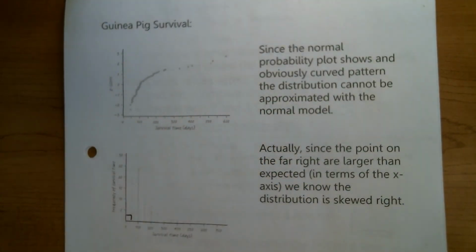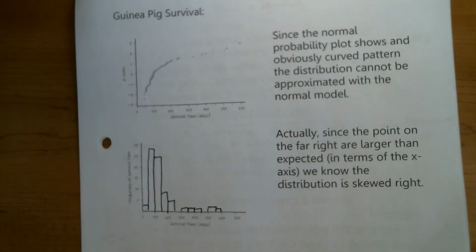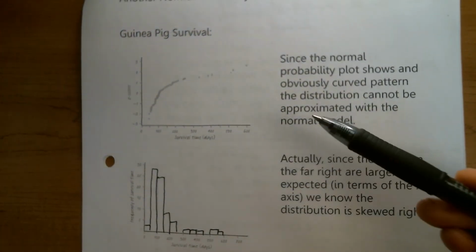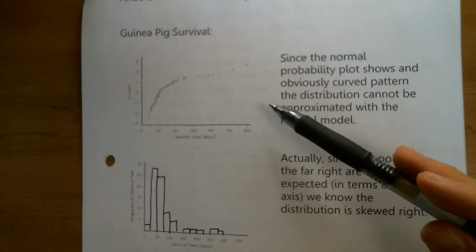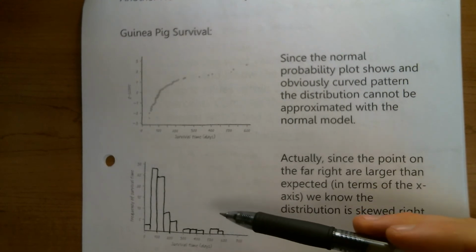So let me pause this for a second and redraw over it. All right, so now I have a graph that's very easy to see, and it's pretty obvious that this is a right skewed graph. We've got this tail going off to the right here. Up above that is the normal probability plot for this histogram.